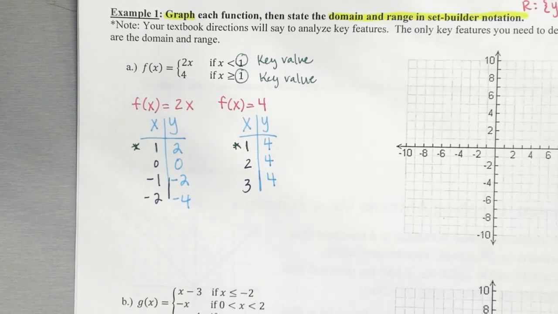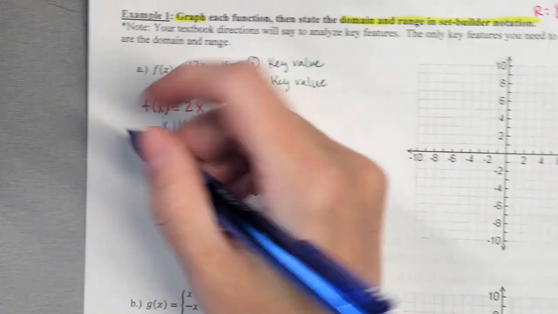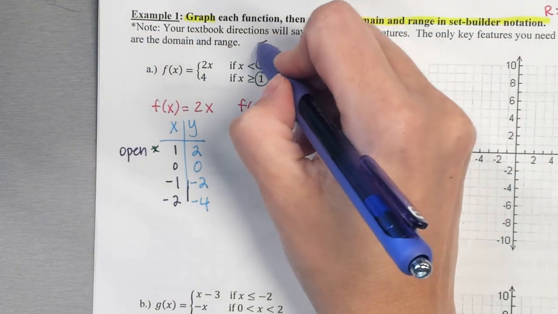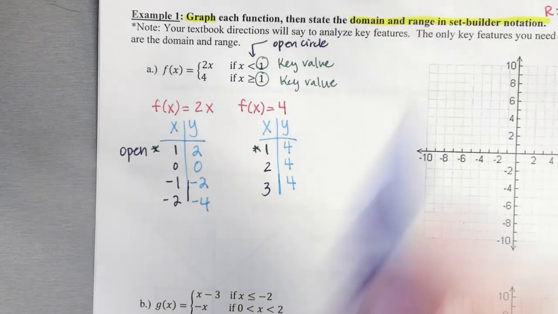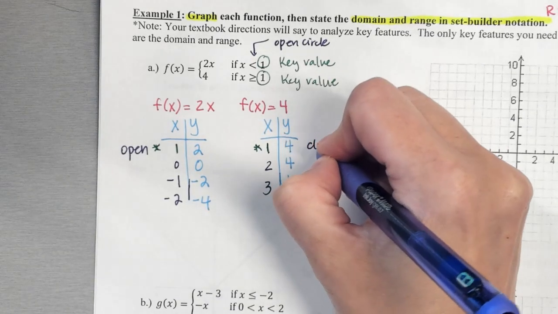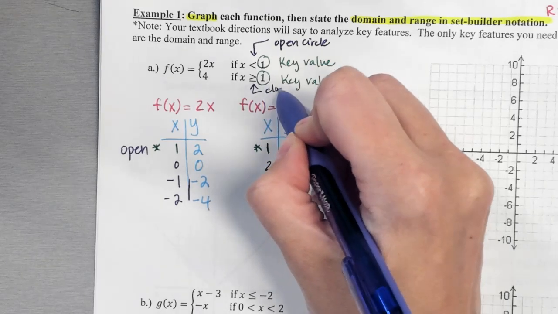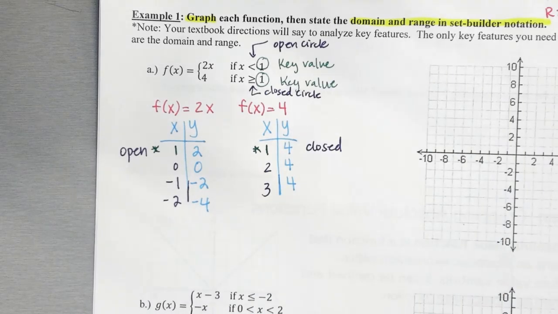And then when you plot these on the graph, you have to look at the symbols. So this is just less than. That means this is going to be an open circle here. Okay, so the less than symbol means you're going to have an open circle at this point on the graph. All right, and then this one here is going to be a closed circle. And again, that is because of this equal to symbol.